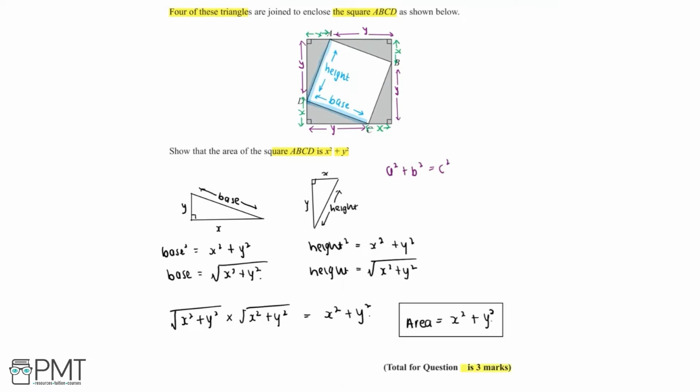Now this question is worth 3 marks, so let's take a look at where these marks are allocated. We get the first mark for using Pythagoras in order to find the length of the base and the length of the height. Now we get the second mark for a process to find the area by doing the base multiplied by the height, and so we did square root of x squared plus y squared multiplied by the square root of x squared plus y squared. And the third and final mark is for getting the correct answer that the area of square ABCD is equal to x squared plus y squared, allowing us to get the full 3 marks needed in this question.